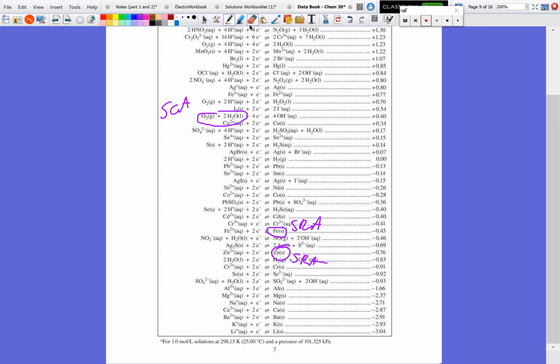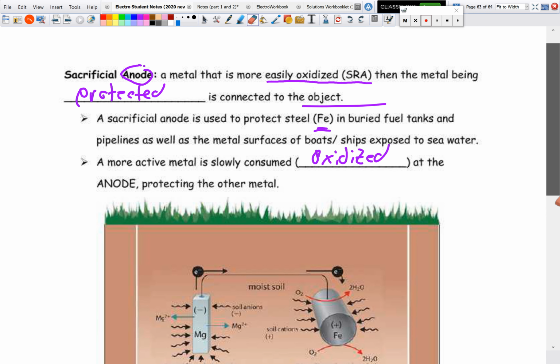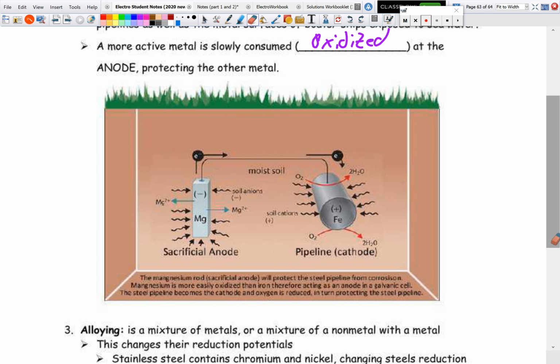So if you do our 5-step method and you write out everything that's there, we have oxygen and water combining for our strongest oxidizing agent. But if you wanted to see what will react first, either iron or zinc, zinc is the stronger reducing agent, so that will actually oxidize, saving iron. And that's what we have right here. In this case, the sacrificial anode is magnesium.